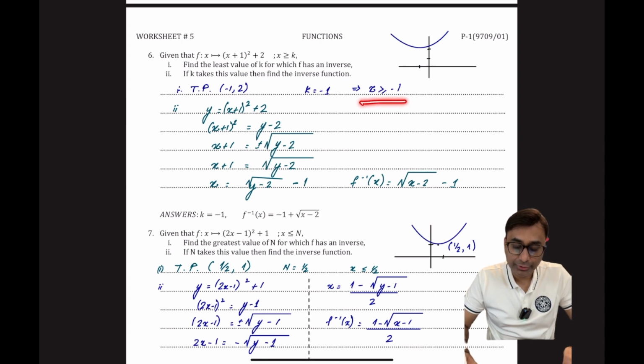So the least value of k has to be minus 1, and once I've found the least value of k, I can find the inverse function. And since it's greater than or equal to minus 1, I'll have to pick the positive sign.